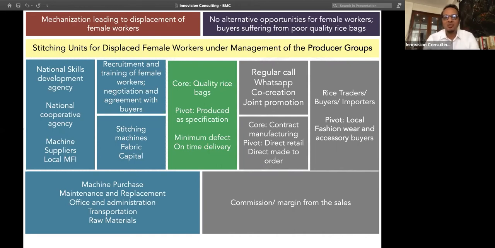So on the left-hand side, you have all of these partnerships happening to support the producer groups to sustainably deliver the value, and that then has cost elements which are related to machine purchase, maintenance and replacement, office and administration costs, transportation and raw materials, and all sorts. So eventually, this cost structure would have to be matched with the revenue stream, and the revenue should be enough to ensure that the cost can be borne by the solution service provider here, which is the producer groups.